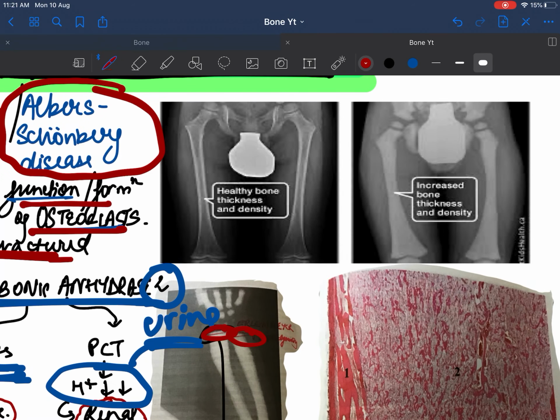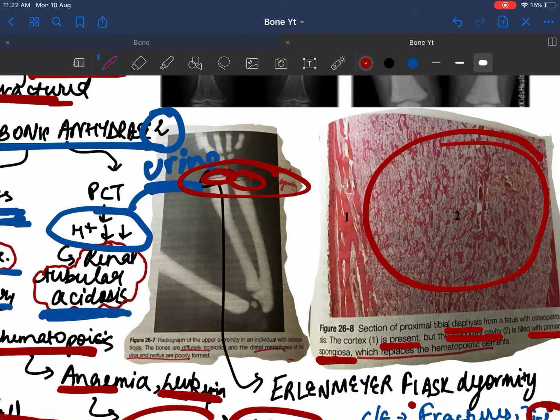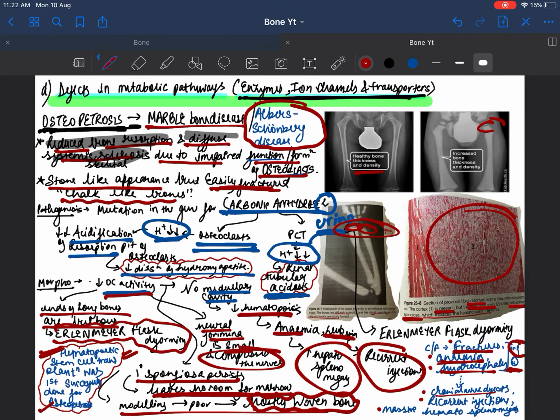Okay, so I'll just show you some images. This is the healthy bone thickness and density, and this is the increased bone thickness. You can easily appreciate the Erlenmeyer flask deformity here. And this is the section of the proximal tibial diaphysis from a fetus with osteopetrosis. The cortex is present, but the medullary cavity is filled with primary spongiosa. You can see the amount of primary spongiosa here. So there is no way that the bone marrow can be made properly here, so it will lead to replacement of hematopoietic elements. So that's all concerning the developmental deformities.